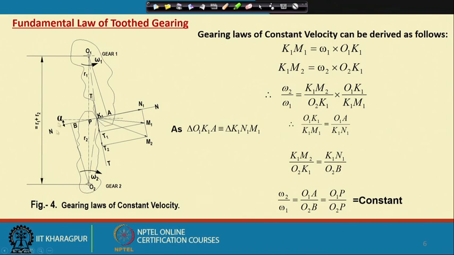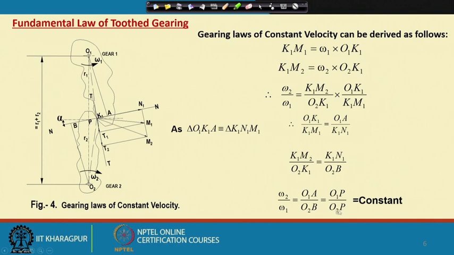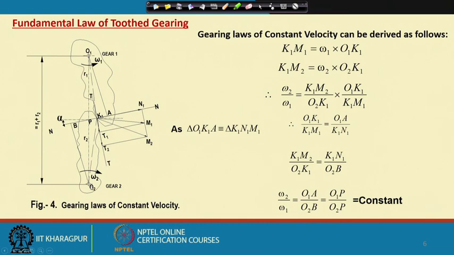But these two are nothing but the center distances, and these two gears always have a common circle which is touching at the point P, which is nothing but the pitch circle, and therefore this ratio is always constant. Therefore, if omega 1 is uniform, omega 2 will be uniform with a constant ratio. So, this is the basic law of gearing.